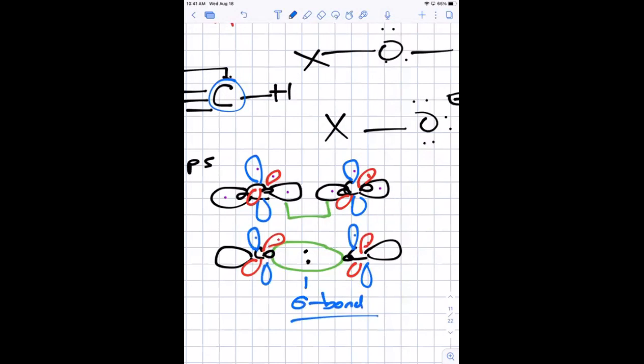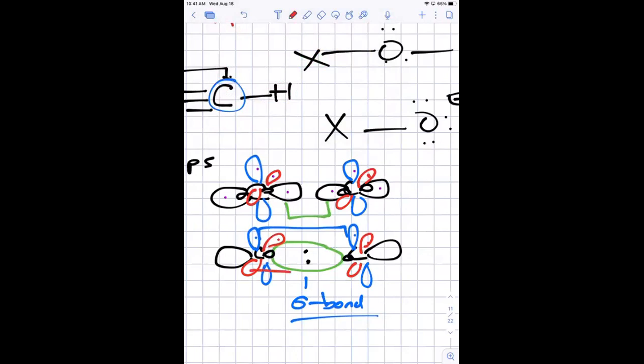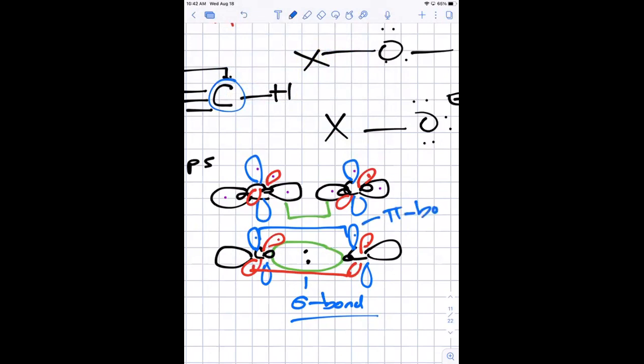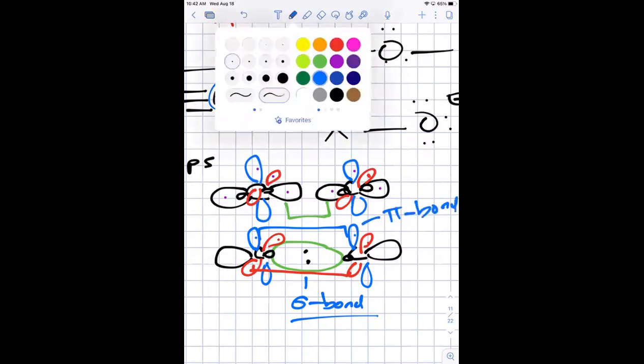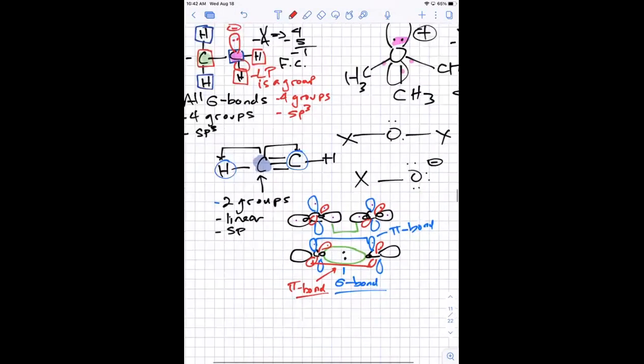And then the fact that these 2 carbons come together, the p orbitals here and here are close enough to overlap. Right? And so both of those are going to give you what we call a pi bond. So that triple bond in that sp hybridized carbon is made up of 1 sigma bond and 2 pi bonds. But it's the sigma where your groups are going to be attached.